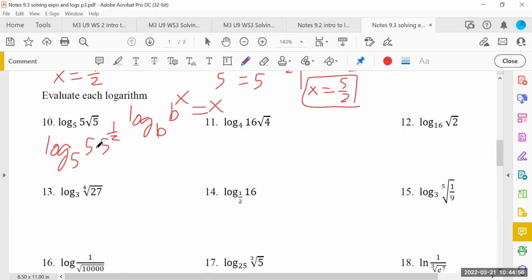I can combine those. This is 5 to the 1st power. This is 5 to the 1/2 power. 1 plus 1/2. You could say 1 1/2, or you could say 3 over 2. Either way, when I combine this, my answer is going to be 1 1/2. Let's go ahead and show the work, though. Log base 5 of 5 to the 1 1/2, or 1 plus 1 over 2, or 3 over 2, however you want to write that. As long as you can write it so these bases match, your answer is the exponent, 1 1/2.